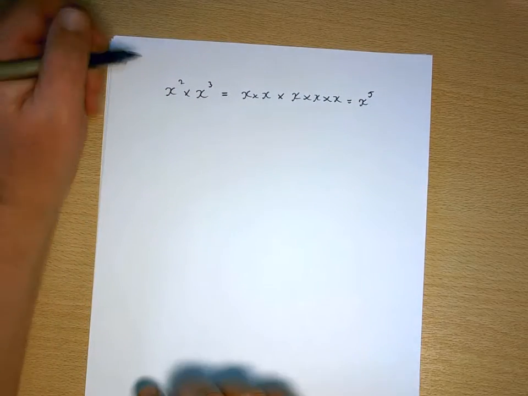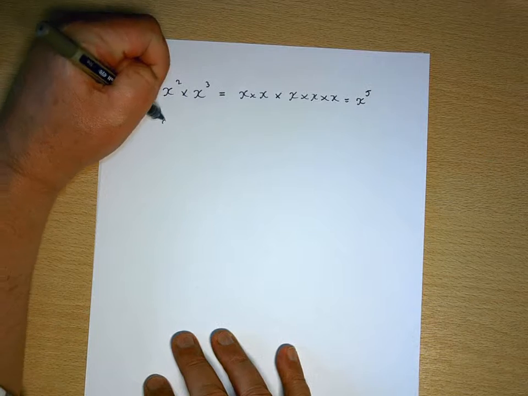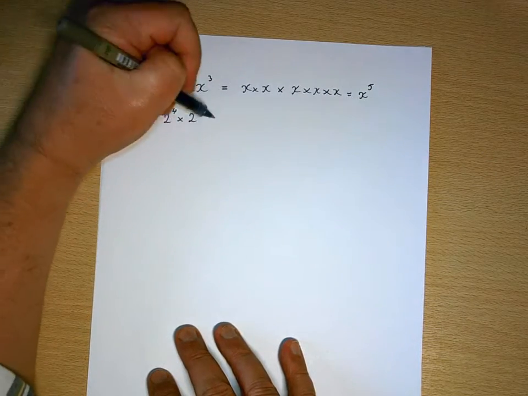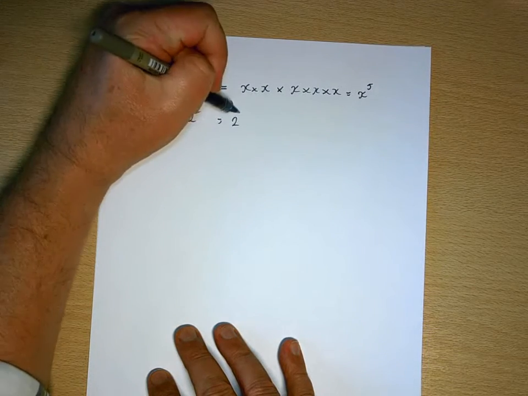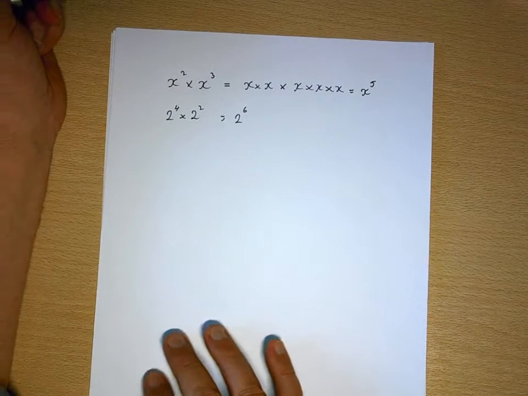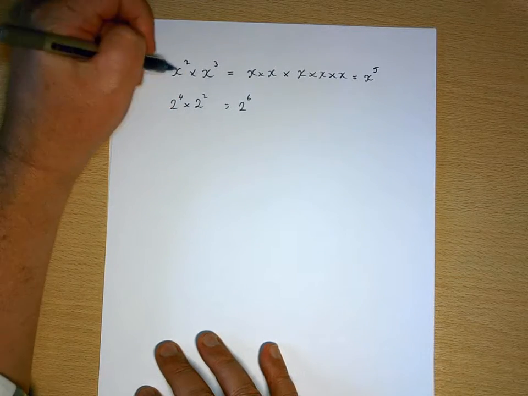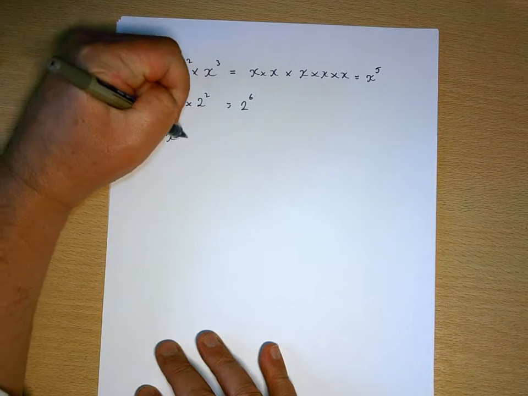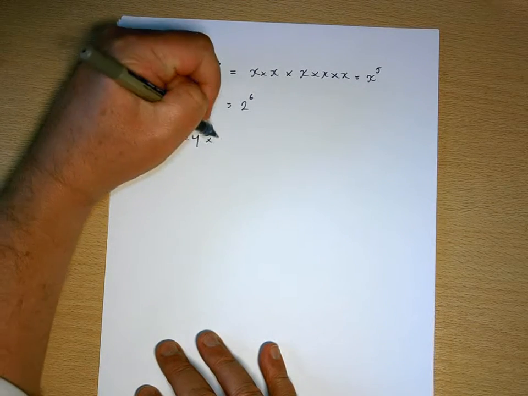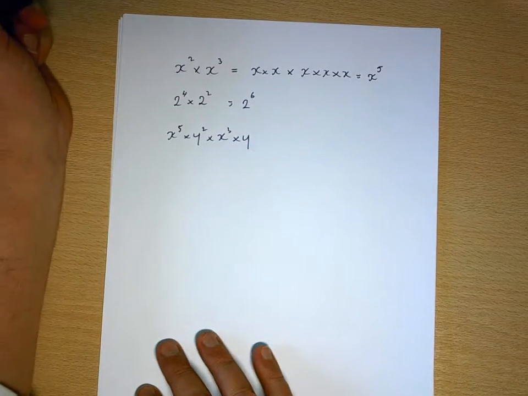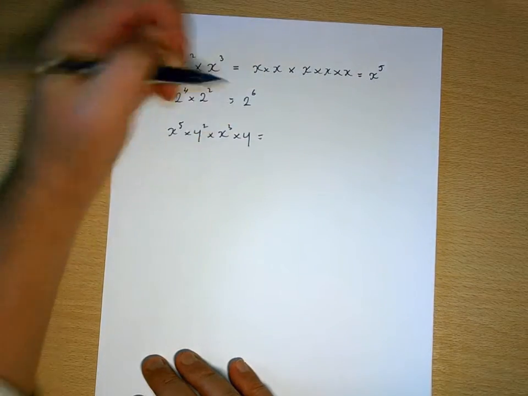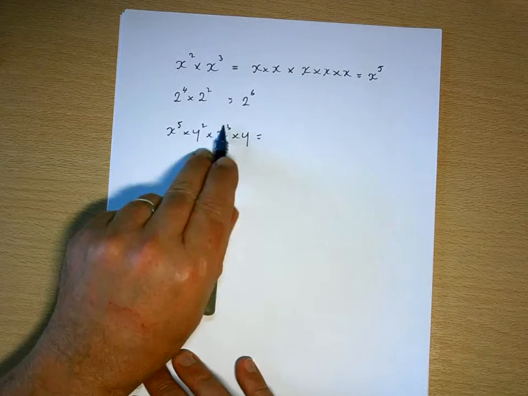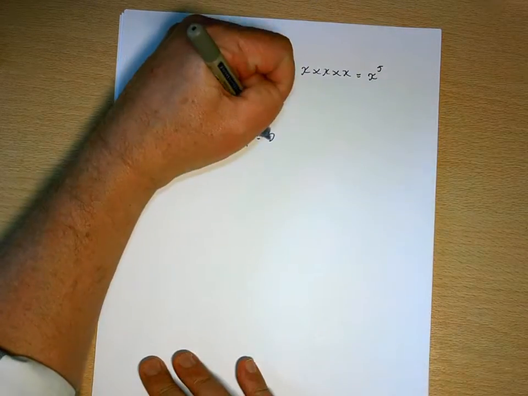And that would be the same, as I said, if it was with numbers. So if I had 2 to the power of 4 times 2 squared, that is the same as 2 to the power of 4 plus 2 is 6. If you've got a mixture of bases, so let's say we have x to the 5 times y squared times x cubed times y, I can combine the x's because they have the same base to give x to the 5 plus 3 is 8.